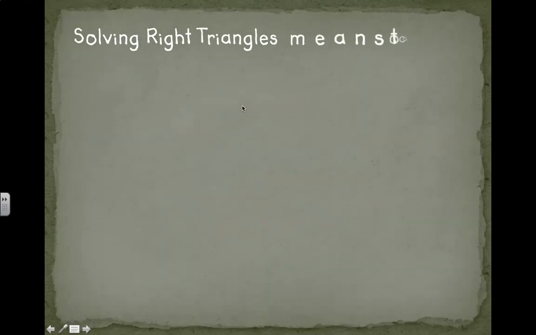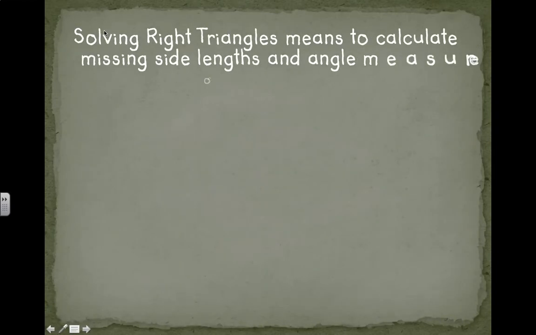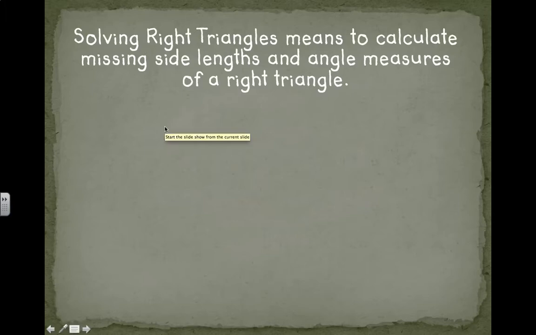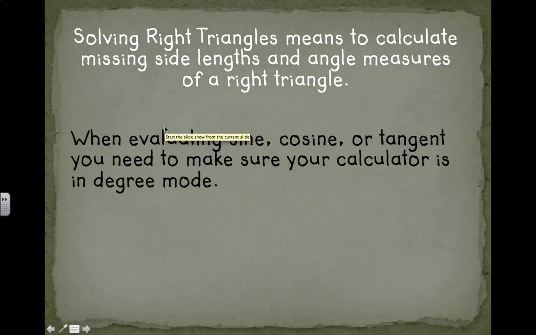All right, guys, so here's the second part of today's lesson, and we're going to talk about solving right triangles and what that means. It means to calculate the missing side lengths and angle measures of a right triangle.